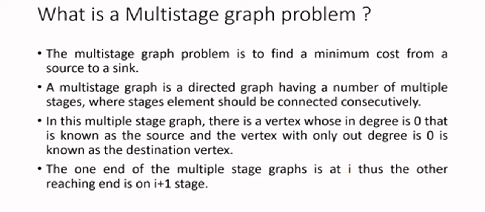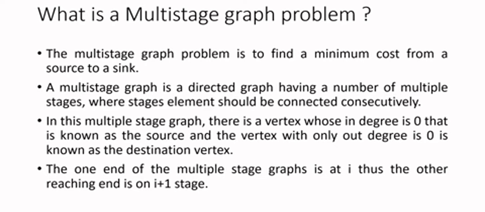A multi-stage graph is a weighted directed graph in which the vertices are divided into stages, and there is only one vertex whose in-degree is 0, which is known as the source, and there is only one vertex whose out-degree is 0, which is known as the sink, and there shouldn't be any edges among the vertices of the same stage.